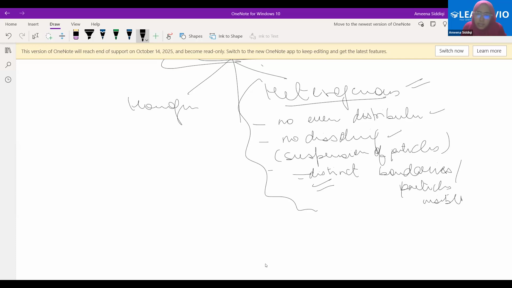Variable composition. Good. All of these are the properties of mixtures, and heterogeneous mixtures are again a part of the mixtures. So all the properties of the mixtures that we studied apply to heterogeneous mixtures. Is that clear? We are simply trying to understand the difference between homogeneous and heterogeneous mixtures. What is the basic difference?